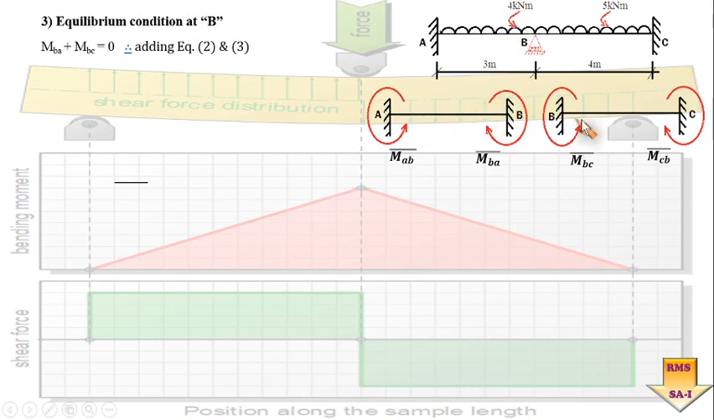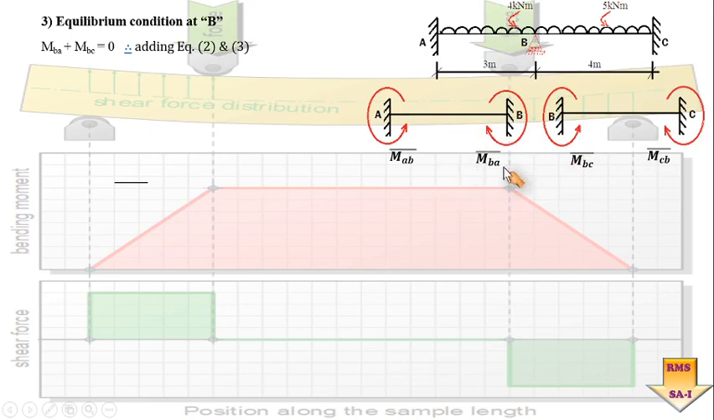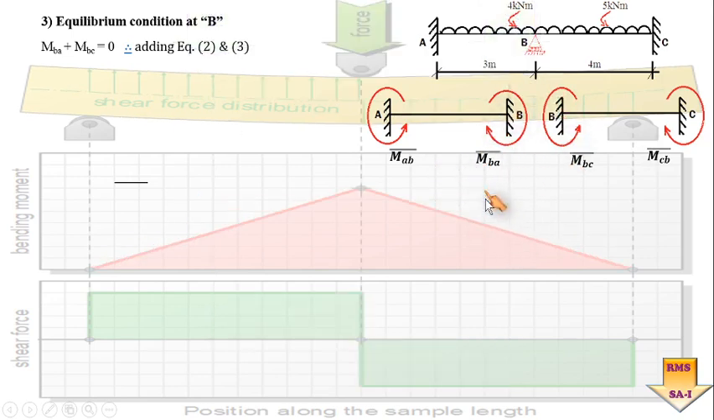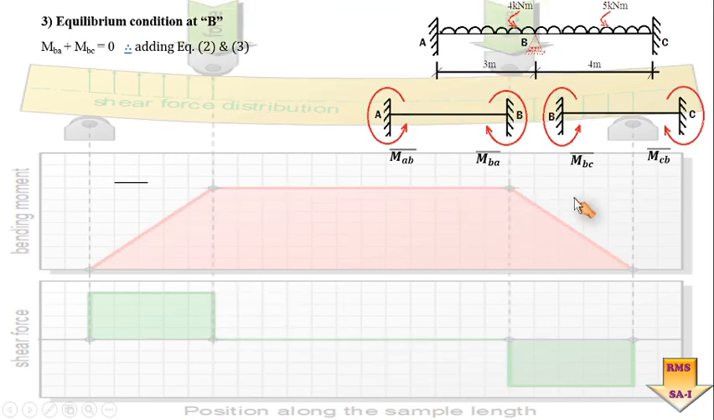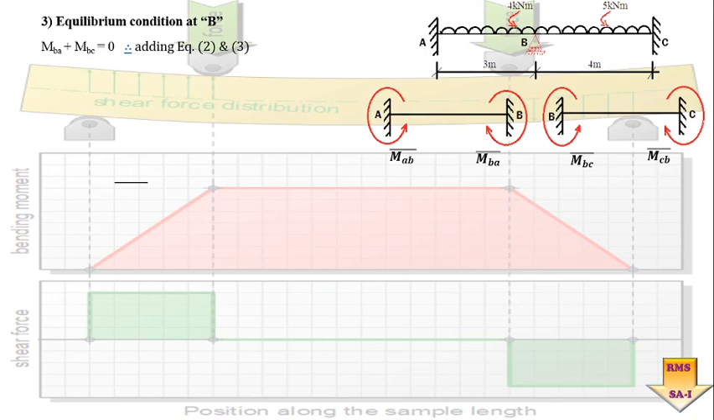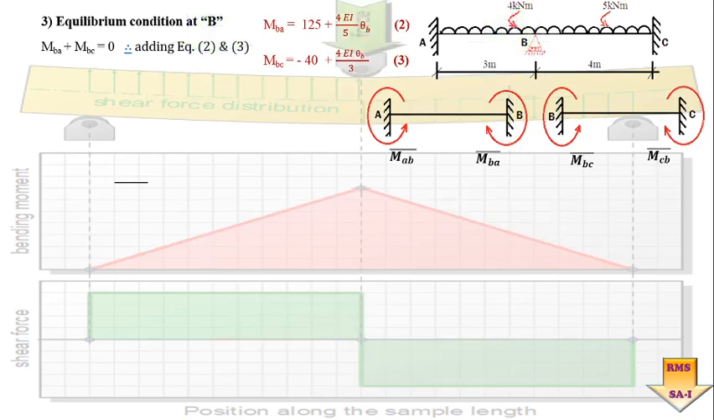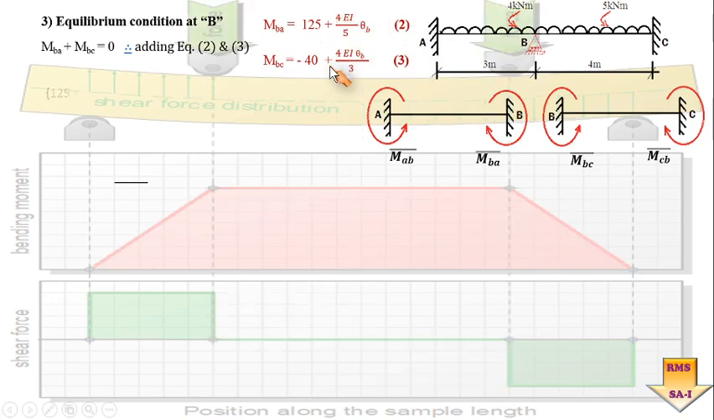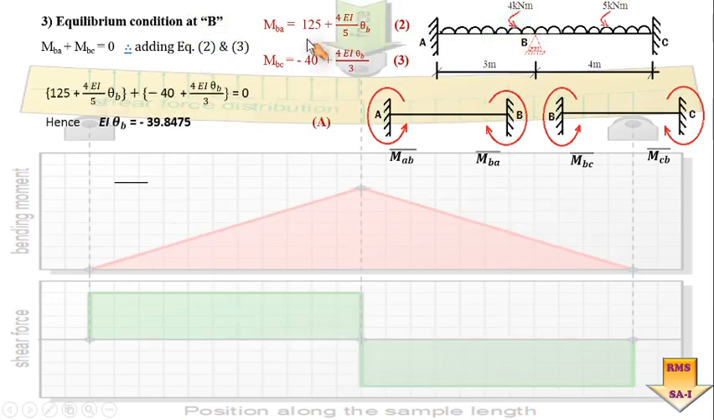So here we can see this particular free body diagram of span AB and BC. About point B, the final end moment MBA plus MBC should be equal to 0, and MBA and MBC, which are the final end moments about point B, have already been worked out in equation number 2 and 3. So these two equations are to be simply added and simplified further.